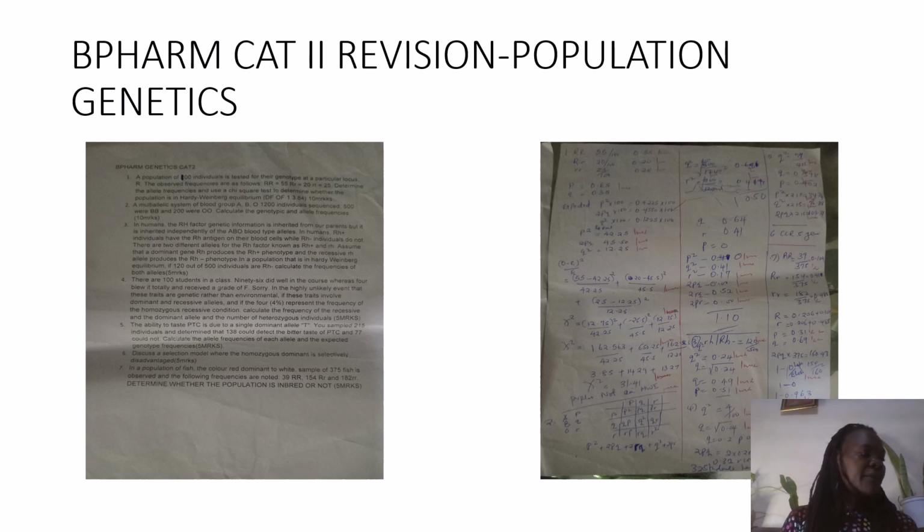Question number 5. The ability to taste PTC is due to a single dominant T. If they can taste PTC, we don't have any problem. If most of them could taste, then we don't have a problem with the people who taste. So 138 could taste, could detect the bitter taste.